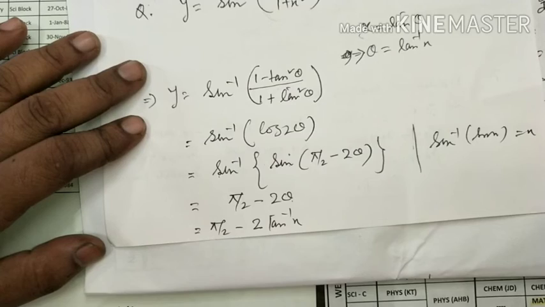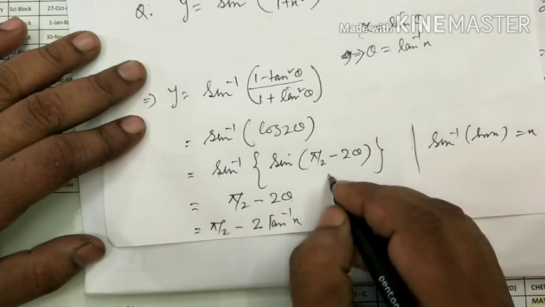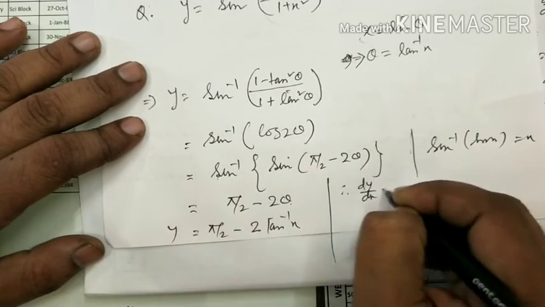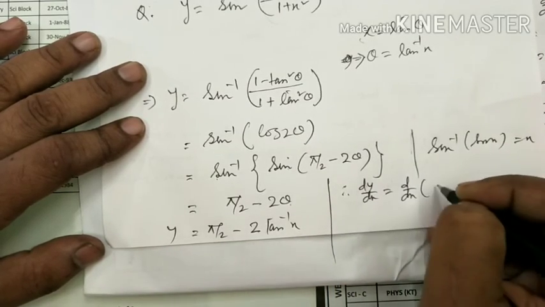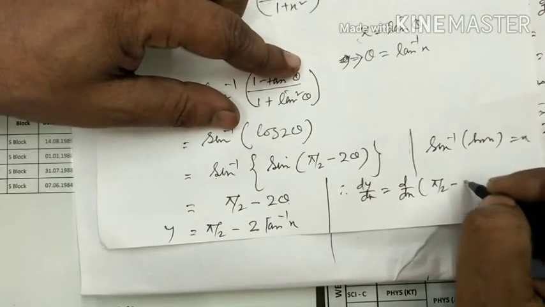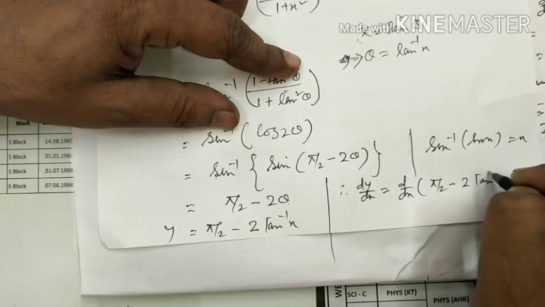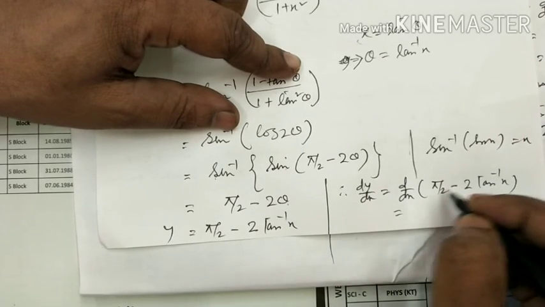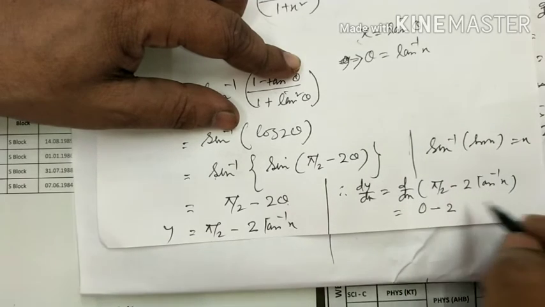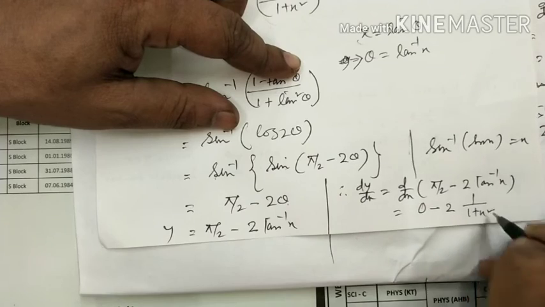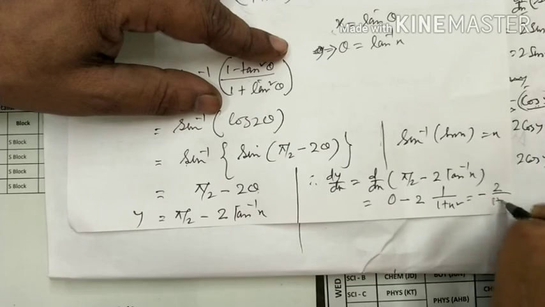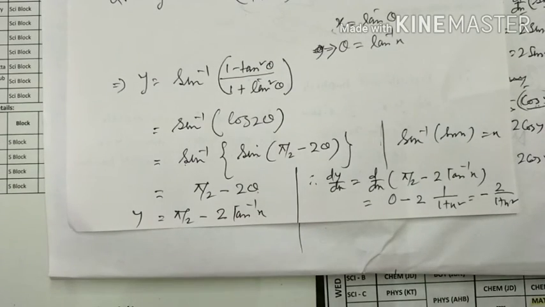Here I am doing only inverse trigonometric function here. So finally, what is therefore? This is your y, okay? dy by dx equal to d/dx of pi by 2 minus 2 tan inverse x. d/dx of pi by 2 is constant, 0, 2 remains outside. d/dx of tan inverse x is what? 1 by 1 plus x square. So finally answer is what? Minus 2 by 1 plus x square. In this way you can solve the problem.